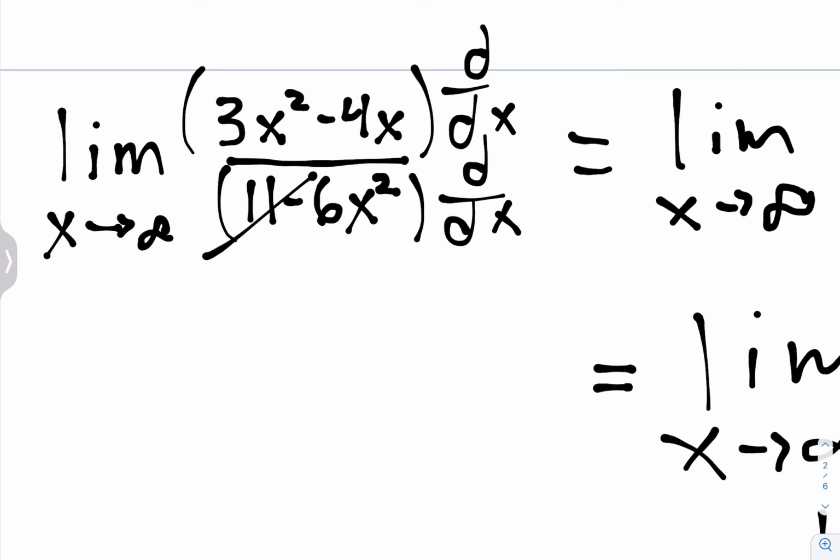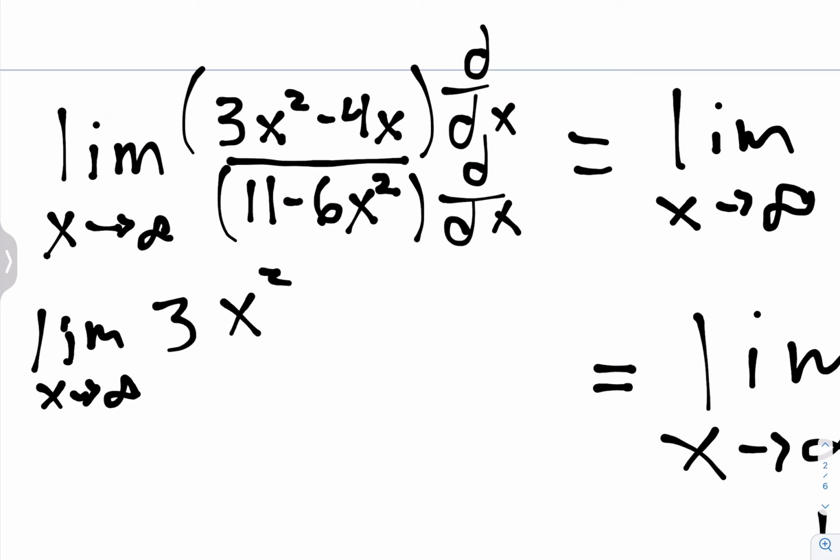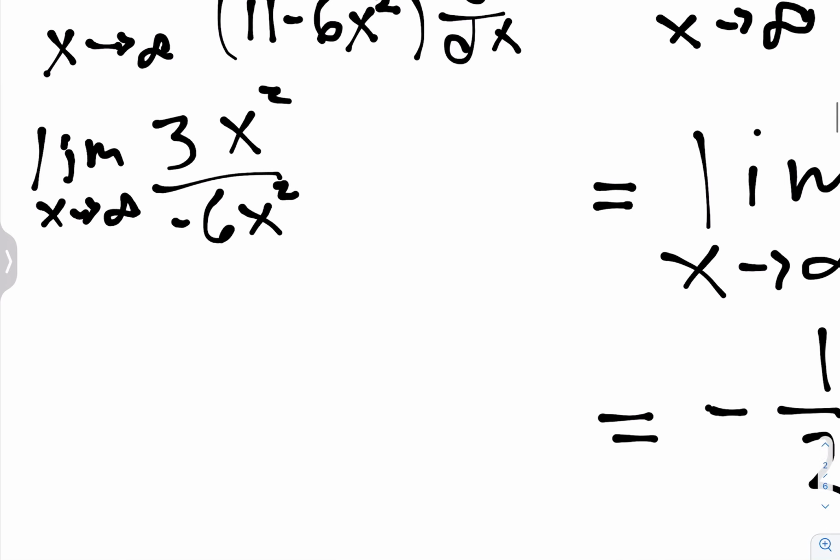Okay, another way we can think about this is as x gets super, super, super big, the 11 and the 4x, those don't matter as much anymore, because these x squareds are the dominant components of the function. So all we're thinking about now really is the limit as x goes to infinity of 3x squared over negative 6x squared. Okay, and the x squareds cancel here. This is just going to be 3 over negative 6, which is negative 1/2.